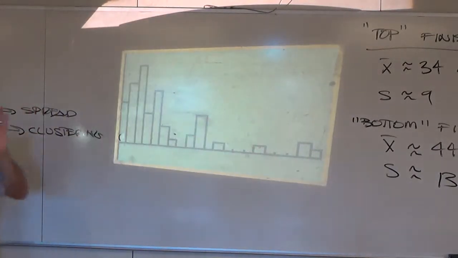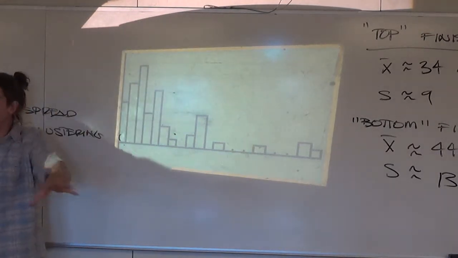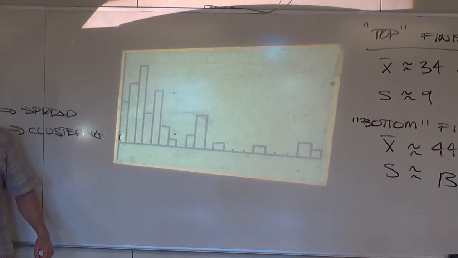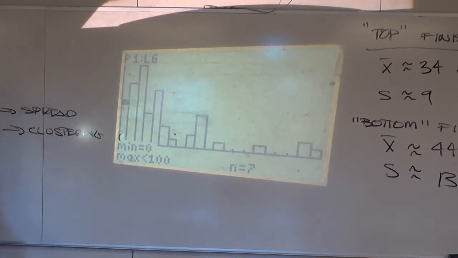So now to transpose this onto your histogram, it would be helpful to know how tall each of these bars is. Press the trace button. And now you can scooch right and left, and it'll tell you. Now hold that thought about what the last bar is.